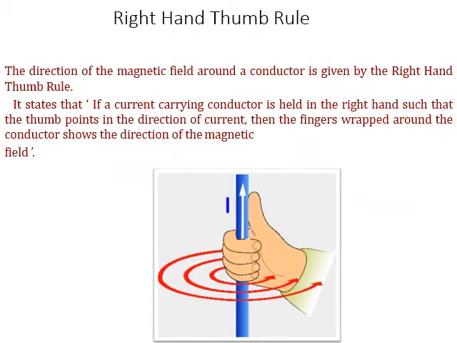Right hand thumb rule. The direction of magnetic field around a conductor is given by the right hand thumb rule. It states that if a current carrying conductor is held in the right hand such that the thumb points in the direction of the current, then the fingers wrapped around the conductor show the direction of magnetic field.